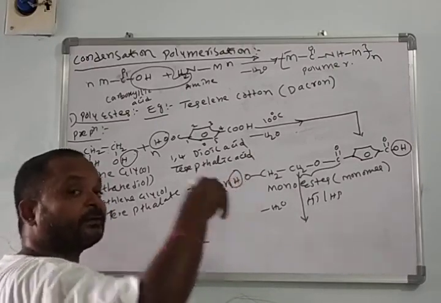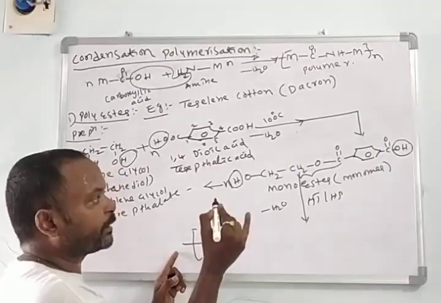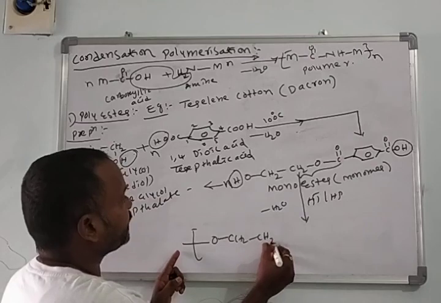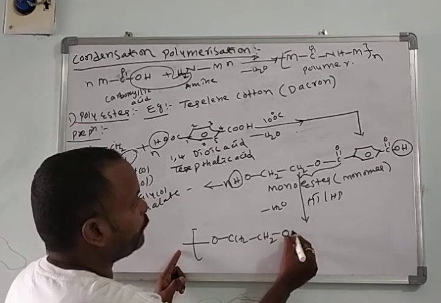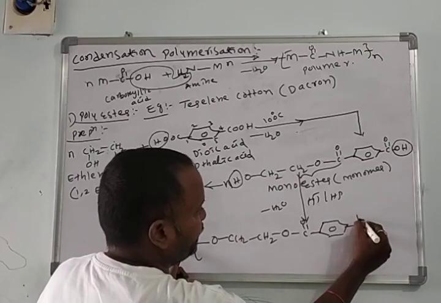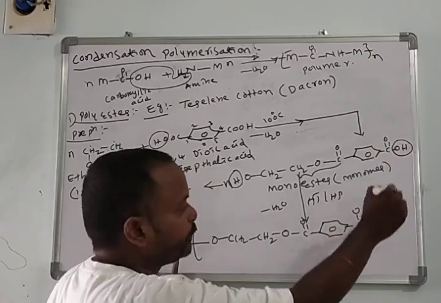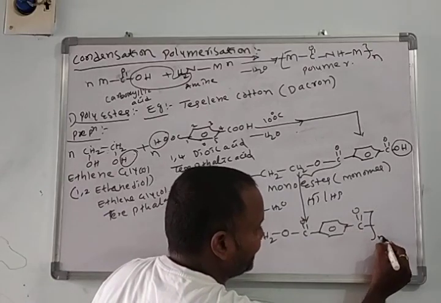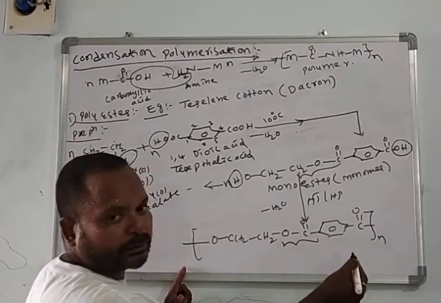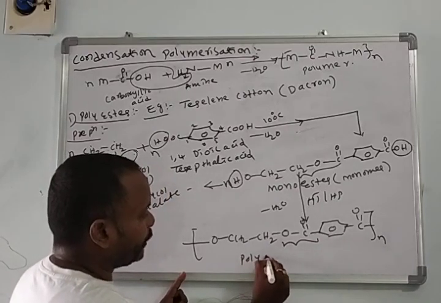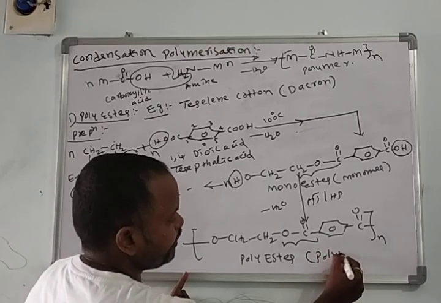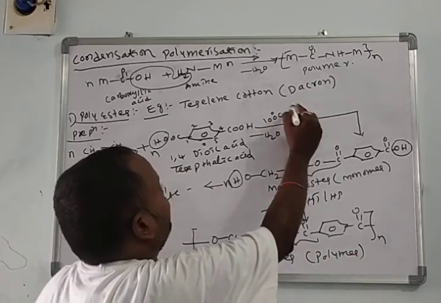This reacts with another molecule. So I am writing here O, and here CH2, and here CH2. And here O and C double bond O, phenyl group, and C double bond O, OH from this group. And here I am writing the extension taken n times. This molecule contains a number of ester groups, so we call it a polyester polymer. This is called Dacron.